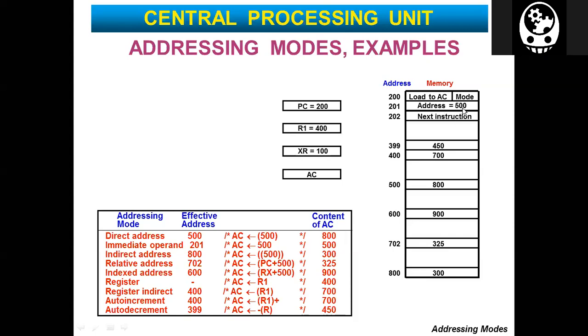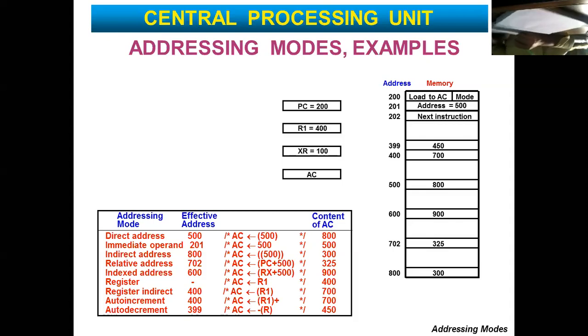Effective address is basically the target address where the operand actually lies. So which one is the target address? It is 201. You can see that it is 201. So in case your instruction is immediate operand, the value of effective address will be 201 and the value of content of AC will be 500. This occurs when the addressing mode is immediate operand.